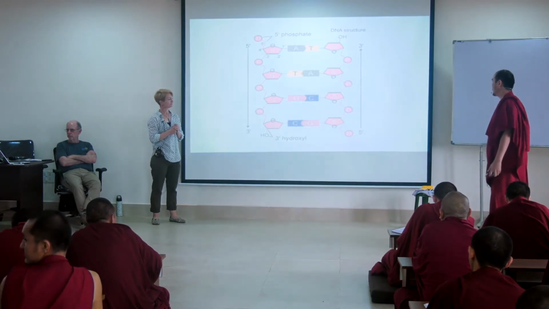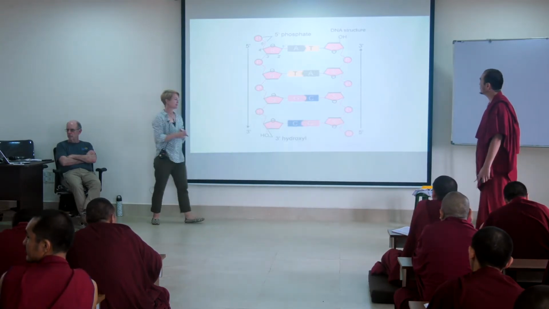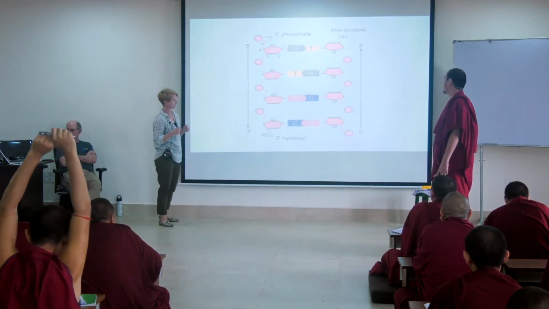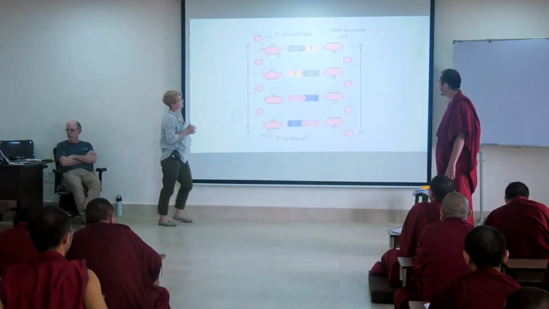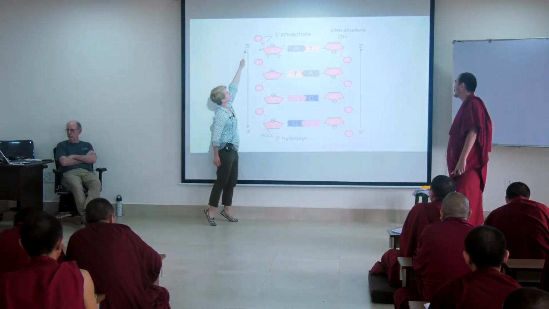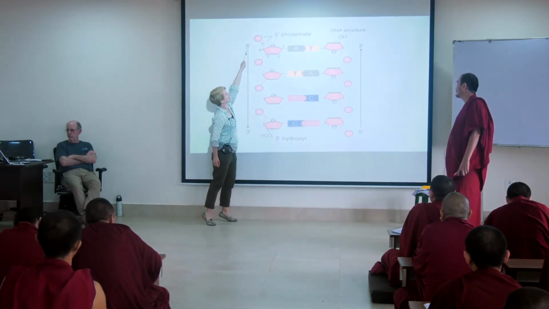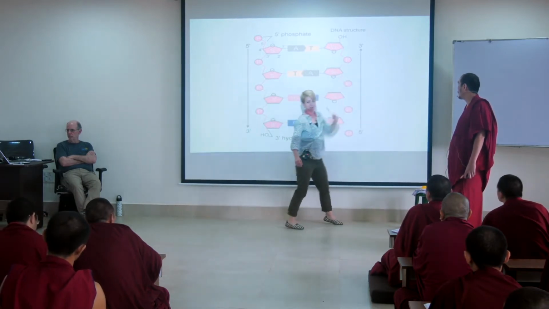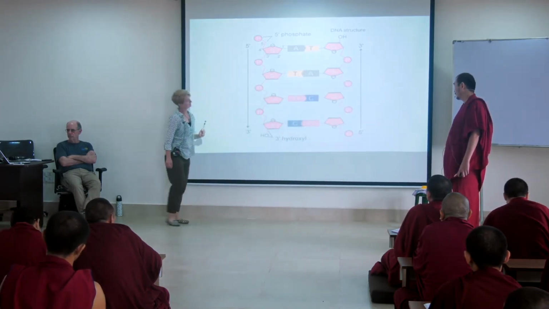So here is a diagram of a DNA molecule. And we see the important feature of the 5' end of one strand aligned with the 3' end of the complementary strand.